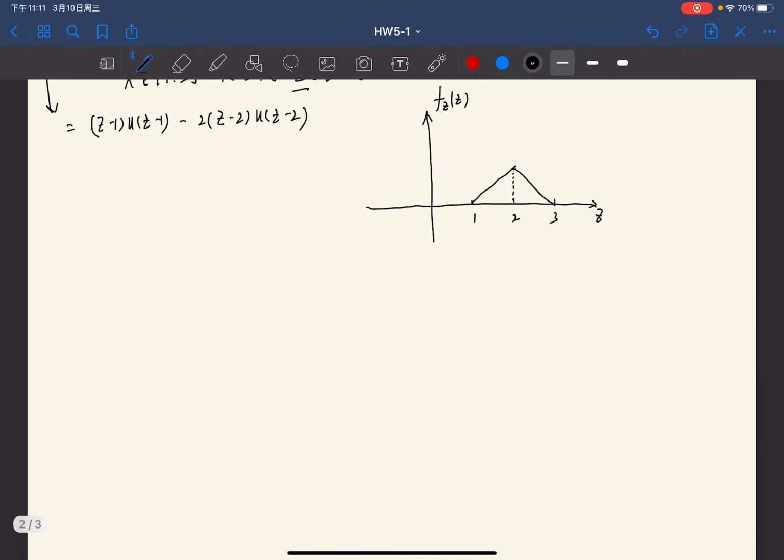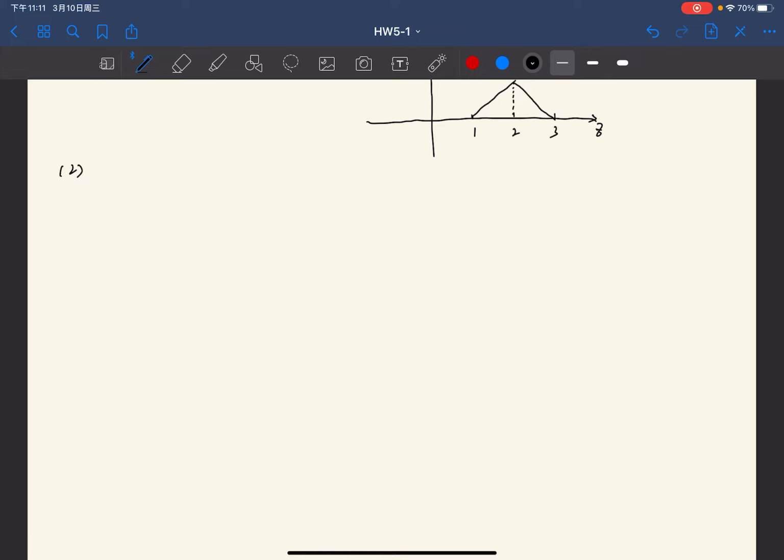In the second question, we are required to use the geometric method. First, we can let f_X(x prime) equal u(x prime) minus u(x prime minus 1), and f_Y(y) equal u(y) minus u(y minus 1).